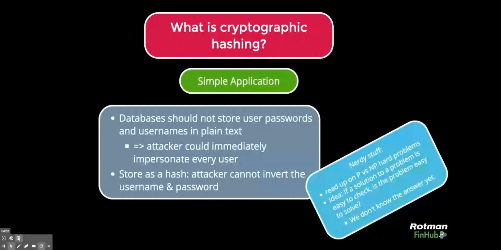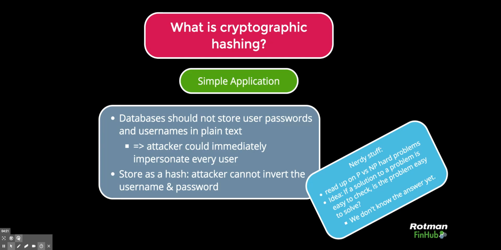Just for some background, if you're really keen, read something about P versus NP hard problems. The idea is essentially the following question. It's an unsolved problem in computer science. If a solution to a problem is easy to check, is it then also the case that the problem is easy to solve? Easy here refers to polynomial time.